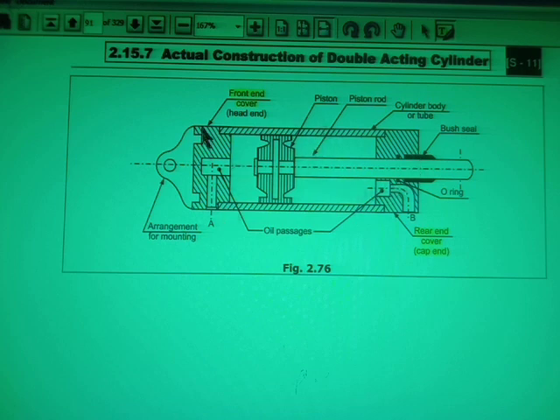Right, this front end cover is provided with one port, known as the inlet port, the A port, and the rear end cover is provided with another port, which is known as the B port.